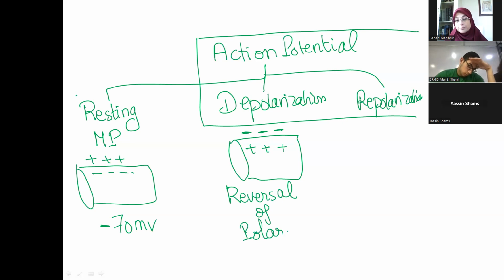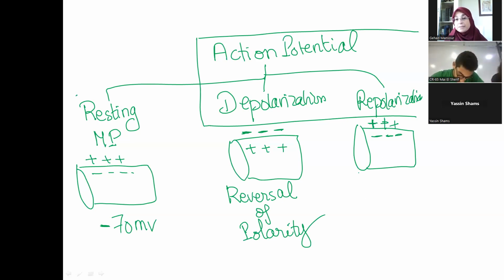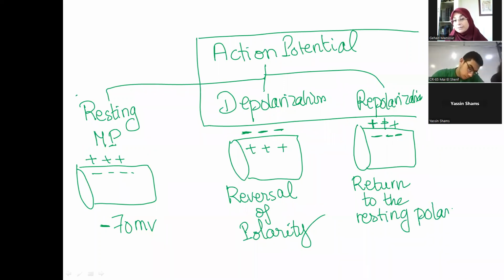Reversal of polarity. تمام؟ بعد كده بيحصل repolarization يعني هرجع لأصلي تاني، هرجع برا positive وجوه negative. يعني معنى كده إنه we can define repolarization as being return to the resting polarized state.